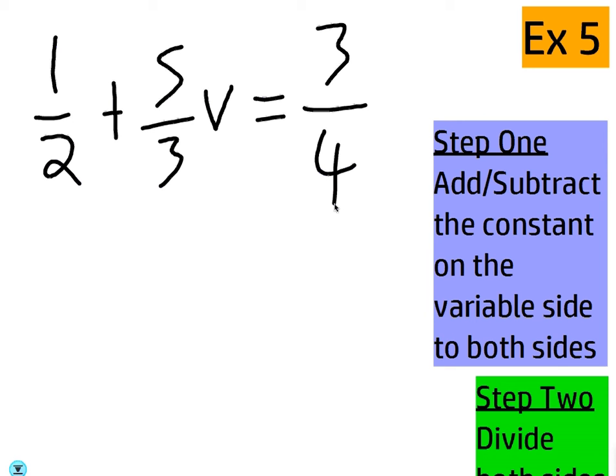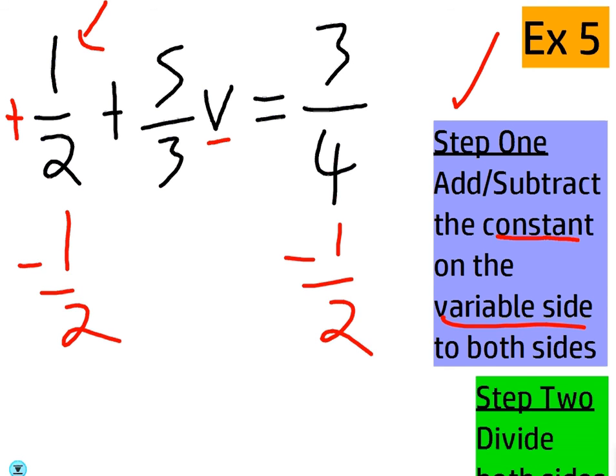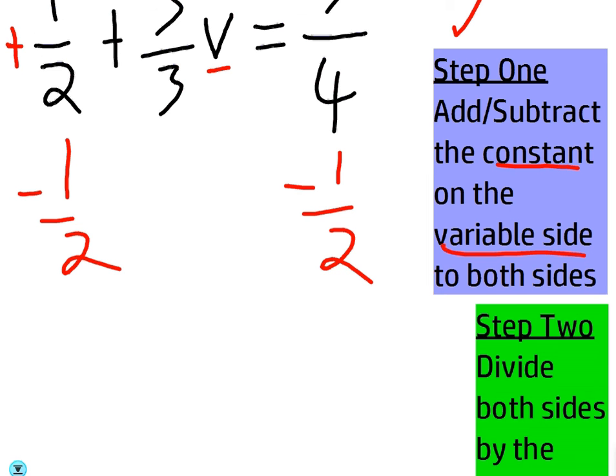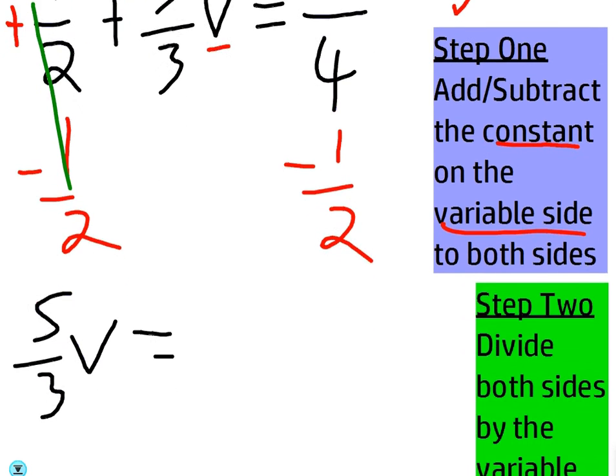What are you thinking about doing first? What is the fraction that has the variable? You actually subtract. Okay, yeah, once we subtract, then we will flip. Yeah, multiply. Yes, 1/2 is the constant that is on the same side as this variable. So since it's technically positive, we will be subtracting it from both sides. Okay, so that will cancel on the left side, and we'll be left with 5/3 v equals... We'll talk about how to get there, but for now we're just going to write 3/4 minus 1/2.